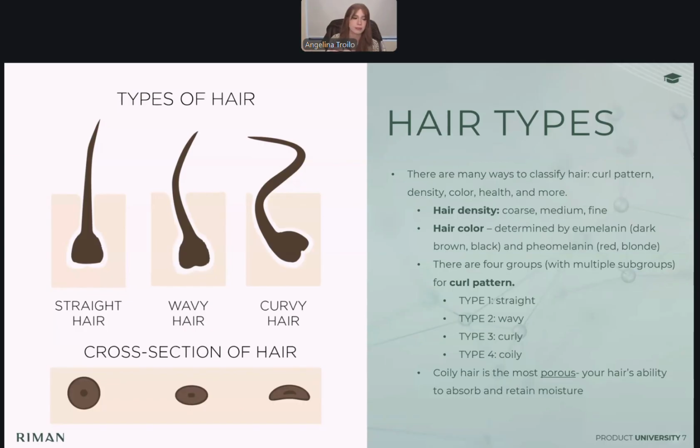Now, in the different hair types, of course, we really need to understand what everything is in terms of the hair type, be it the hair density and the curl type and the color, to determine a treatment plan for someone. What shampoo and conditioner and hair mask should they use? For example, even with coily hair, it's the most porous. And so porosity being your hair's ability to absorb and retain moisture.